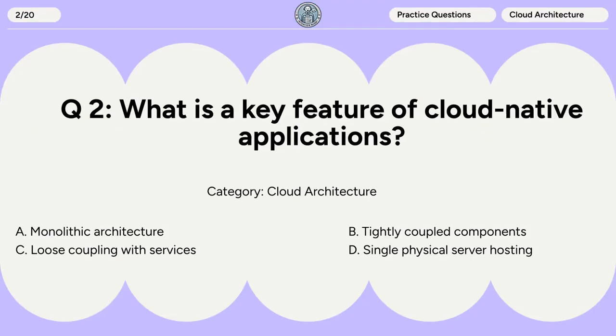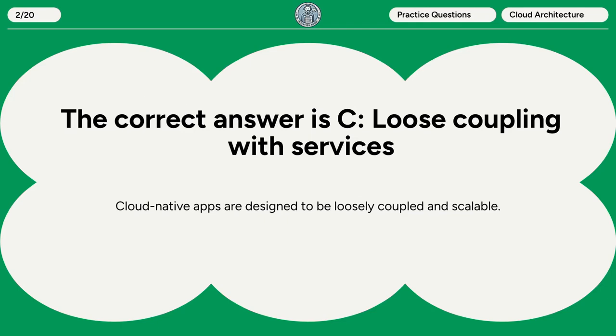Question 2. What is a key feature of cloud-native applications? A. Monolithic architecture. B. Tightly coupled components. C. Loose coupling with services. D. Single physical server hosting. The correct answer is C. Loose coupling with services. Cloud-native apps are designed to be loosely coupled and scalable.